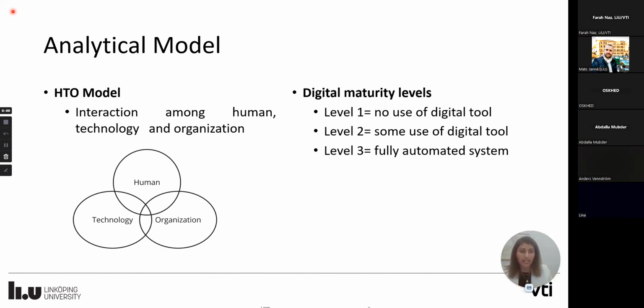Level 1 is when there is no use of digital tools and the company is 100% doing its processes manually. Then there is level 2, where we have partial digitalization, where some digital tools are being used, but some processes are manual. And then level 3 is when we have a fully automated system, and this is the highest maturity level.